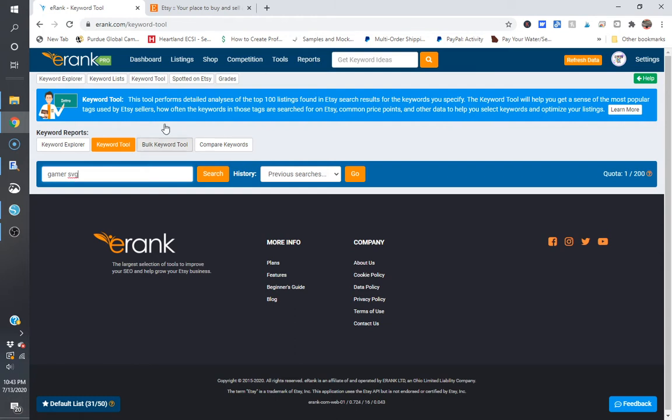So you can see here at the top that this tool performs the analysis of the top 100 listings found in the Etsy search results for the keywords that you're putting in at that time. And this will allow you to understand how this tag is related to other listings and what other tags they're using.